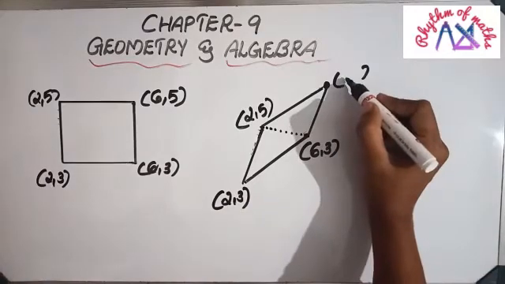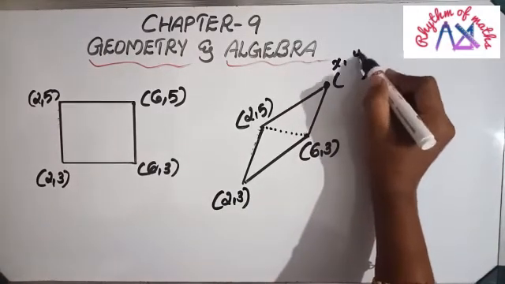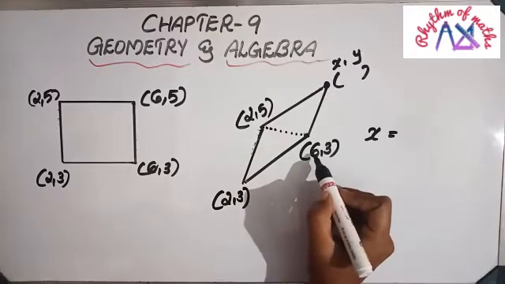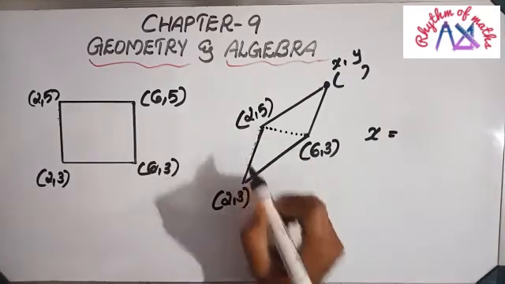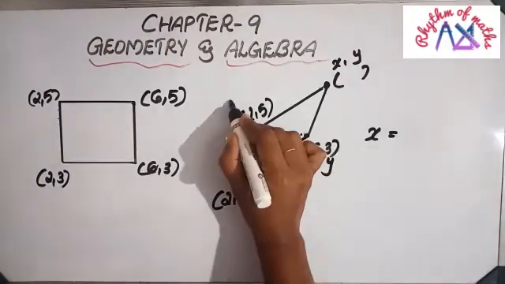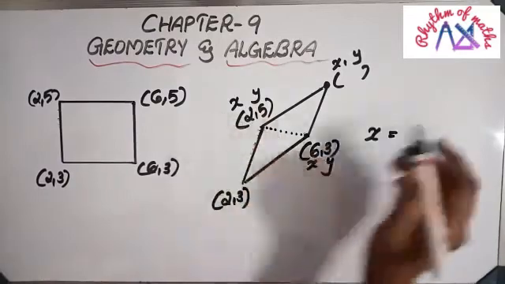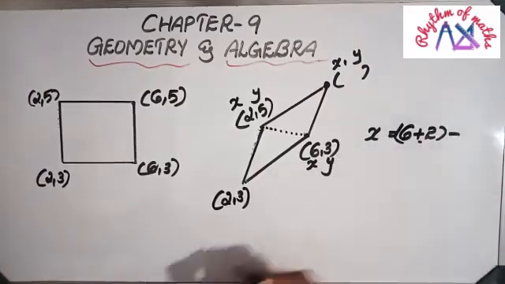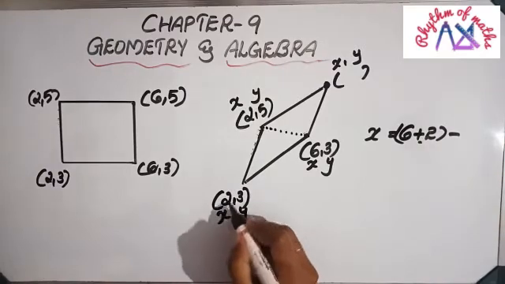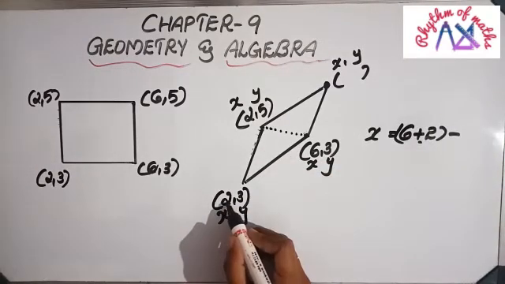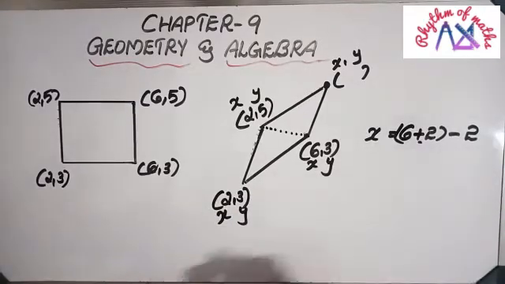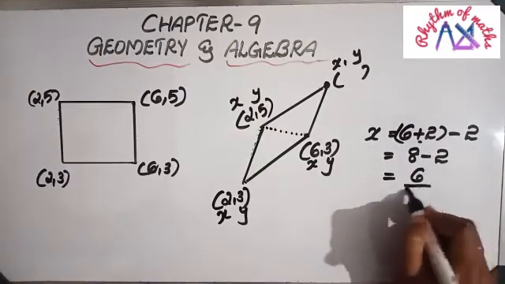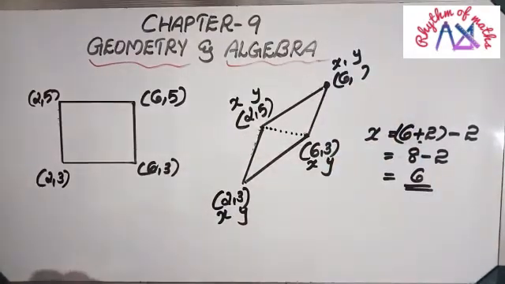Now in order to find the x point of this one, add the x coordinates of the diagonal points. The x coordinates here are 6 and 2, so 6 plus 2. Then subtract the x coordinate of one corner point, that is 2 here. 6 plus 2 is 8, 8 minus 2 equals 6. That means the x coordinate of this point will be 6.